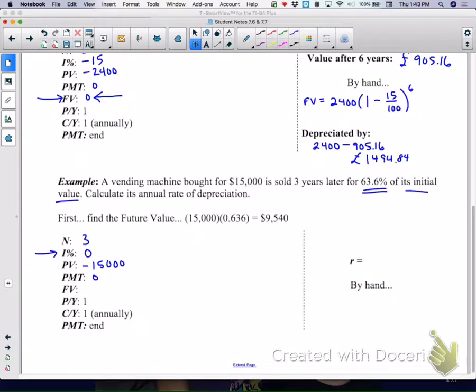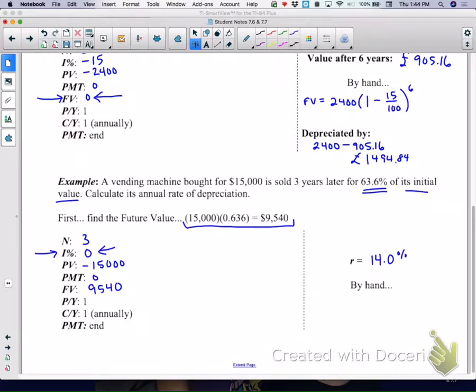So to find my future value here, I'm going to take my initial value times 0.636 and end up with 9,540. Now, if it says that it lost a percentage, then you would subtract that percentage from 100, but it says that it was actually sold for that amount. Okay, and then 1's for everything else there. So this time, again, we're going to be solving for our rate. So we end up with a rate of 14.0%.